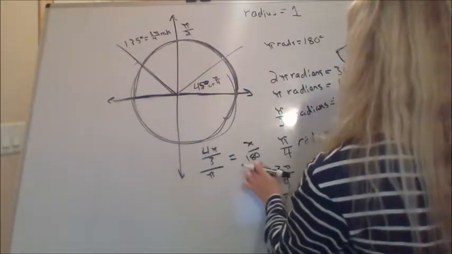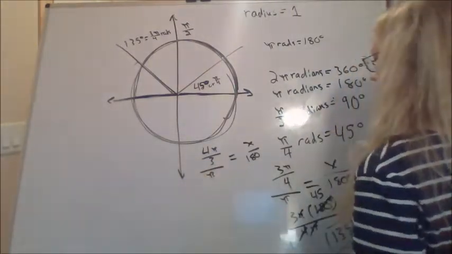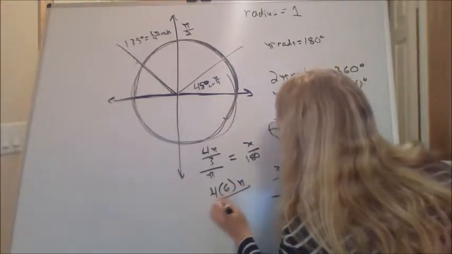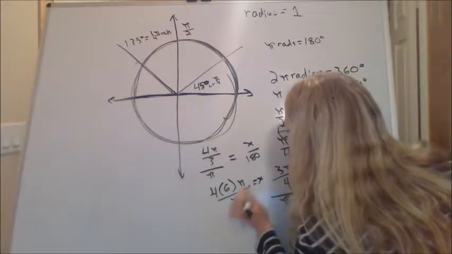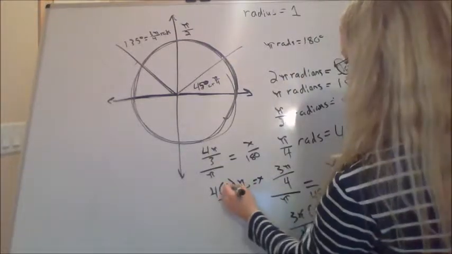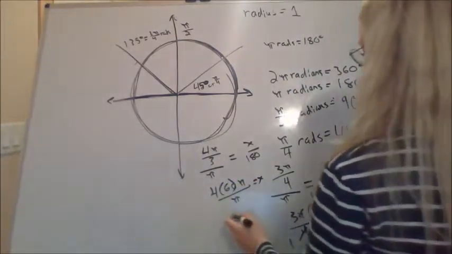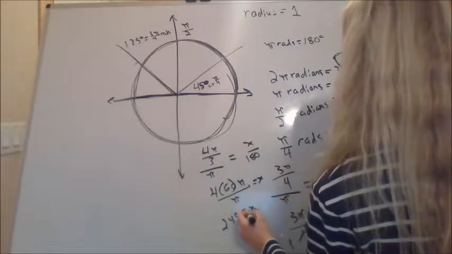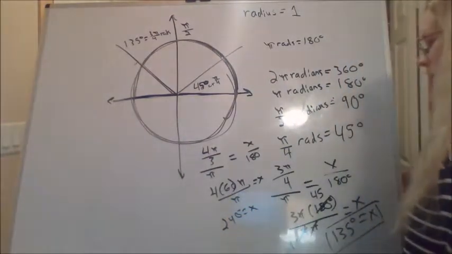We're going to get, let's see, 180 divided by 3, that's going to be 60. 4 times 60 times pi divided by pi is equal to x. And then we're going to do 4 times 60 is 240 equals x. So 240 degrees equals x.